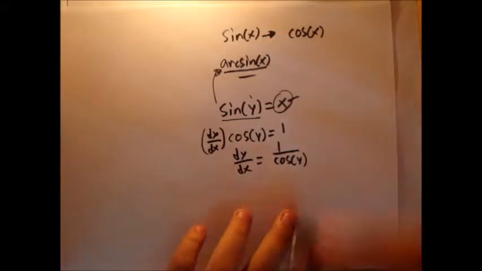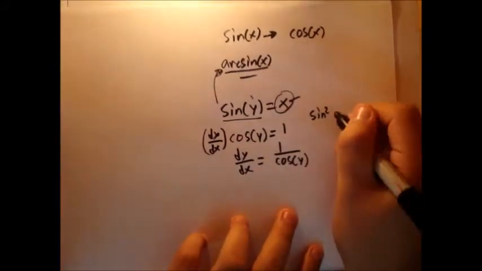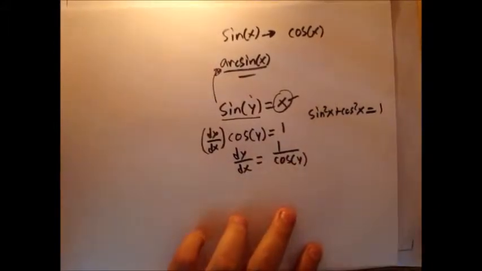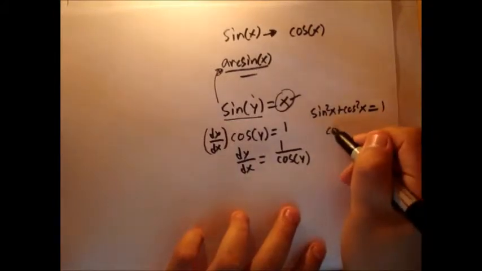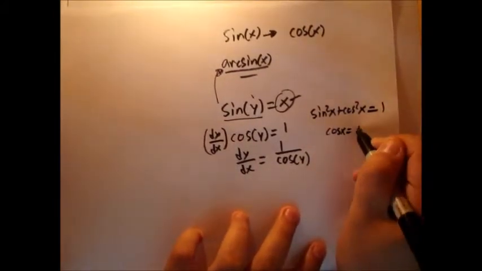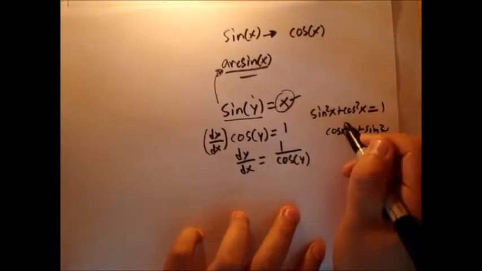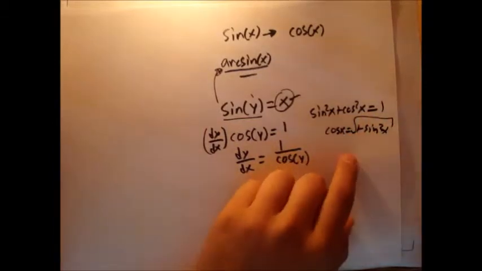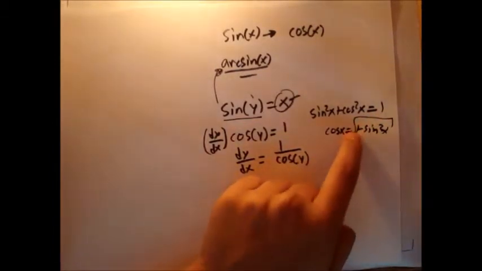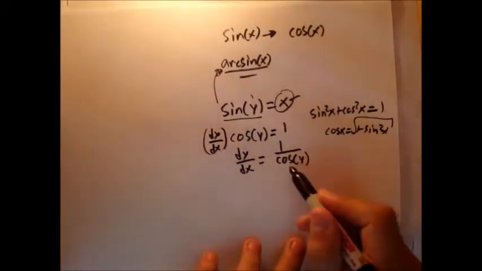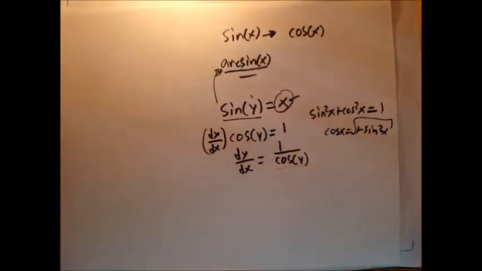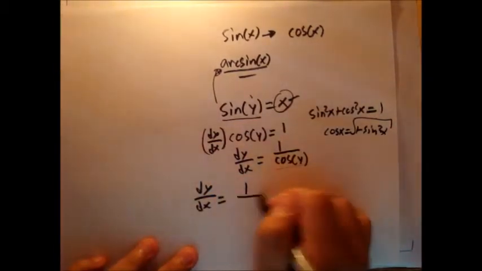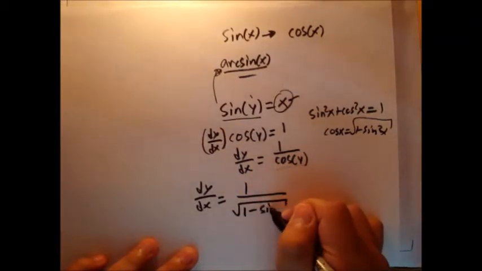Well, if we look at the definition of a simple property, sine squared of x plus cosine squared of x equals 1. Alright, now if we isolate for cosine of x, cosine squared of x equals 1 minus sine squared x, and we have to take the square root. Cosine of x equals the square root of 1 minus sine squared x. Alright, you see how here there's also a cosine, just with a different variable? Well, we can actually do the same thing. We can just rewrite as dy/dx equals 1 over the square root of 1 minus sine squared x.